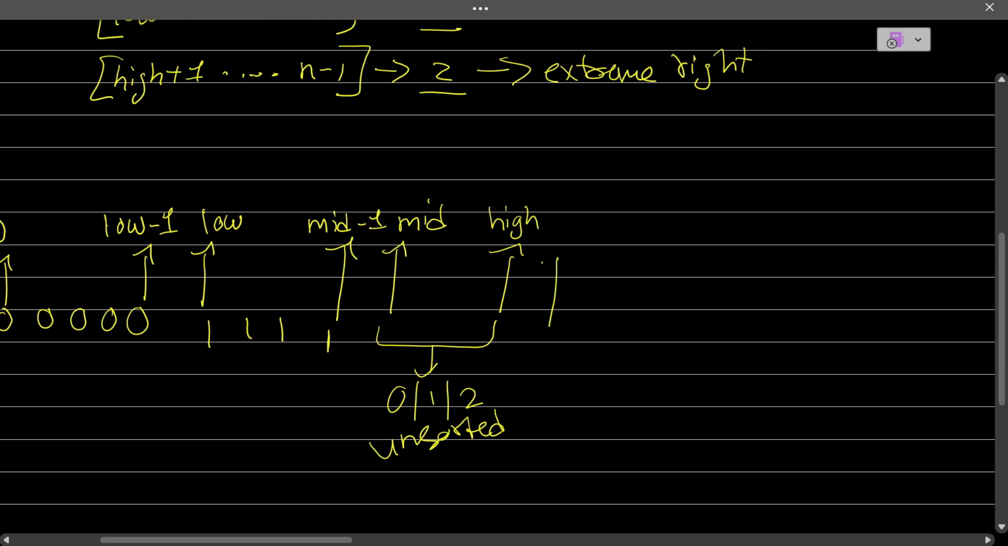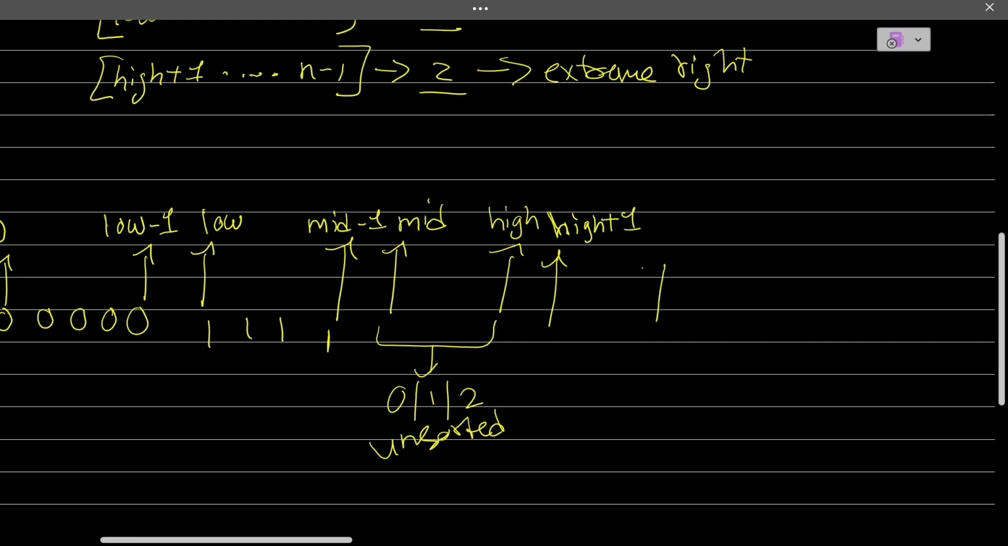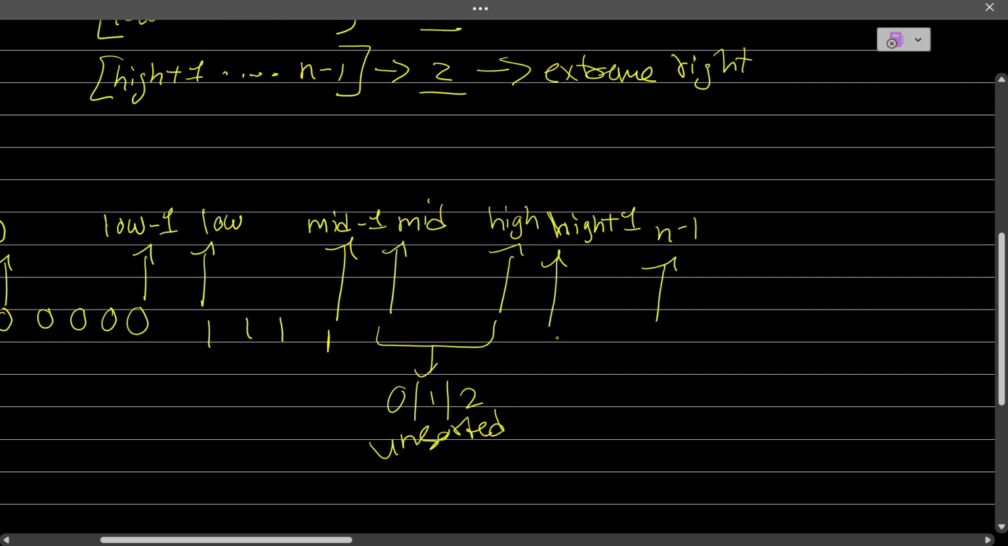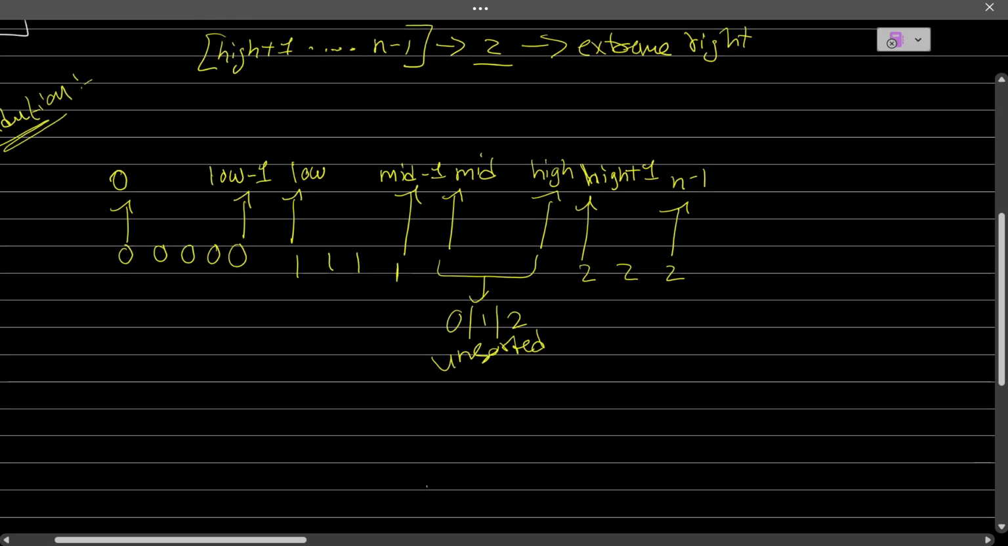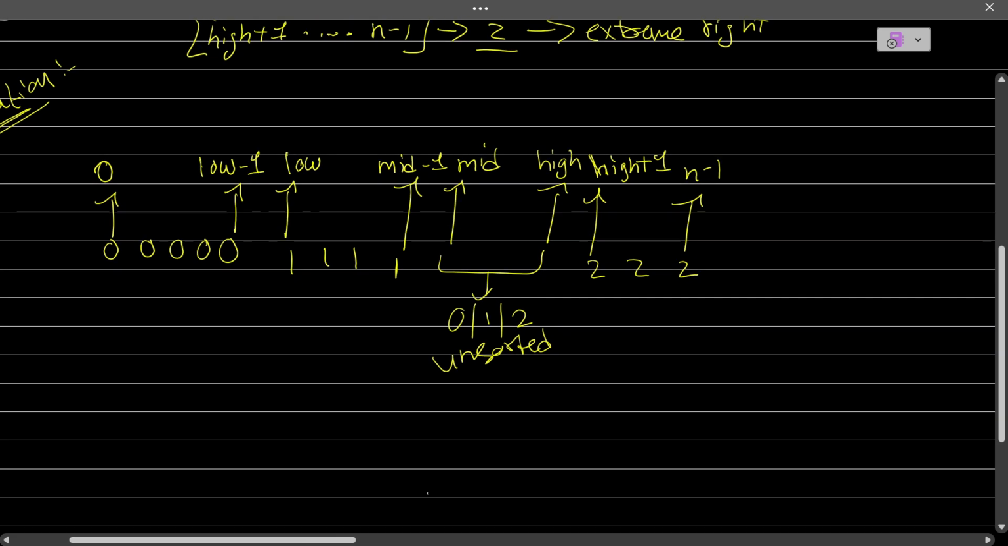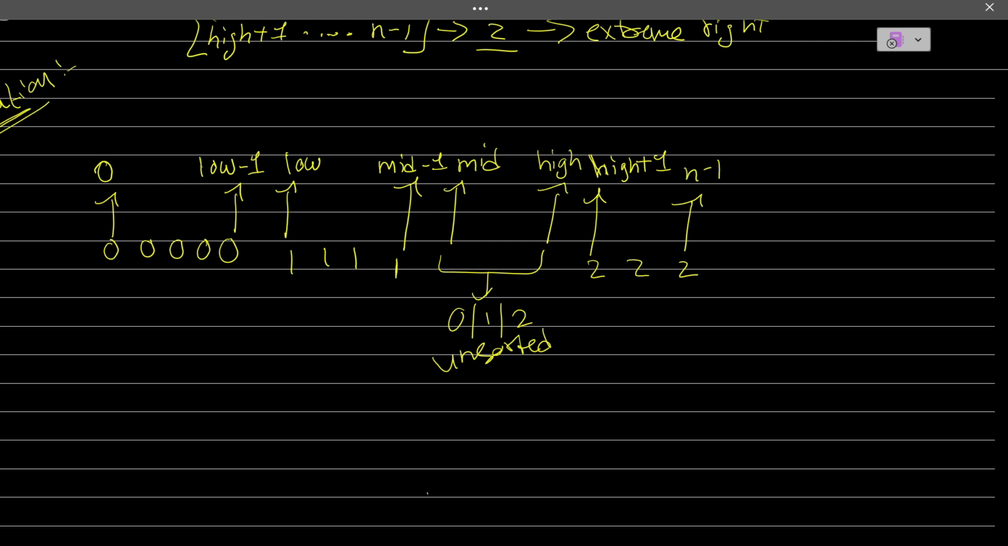And the right next index of the high will be high plus 1, and it will go up to n minus 1, and everything here will be filled with 2's. Okay, so we have understood the intuition behind the algorithm. Let us try to analyze what will happen.